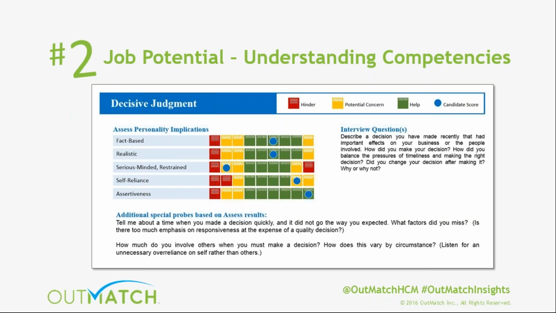Now, how do we do that? So you've got this data on where they score on the competency, but then you take this one step further and you apply this to the interview. So you see 3 questions on this page. To the right, there's a question under interview questions. That interview question is general to the competency overall. Underneath the scales, you see additional special probes. Those questions are based on the competency scores above. So those questions are about serious-minded and self-reliance.